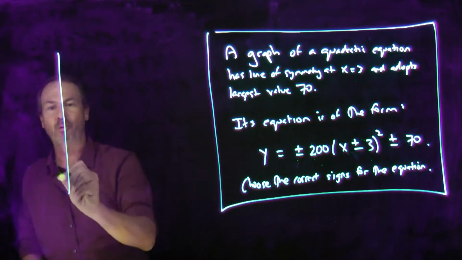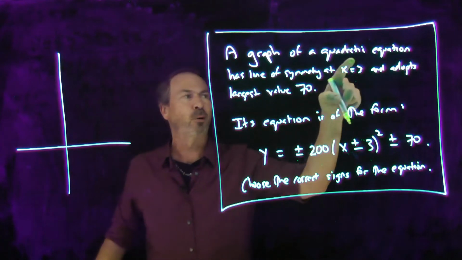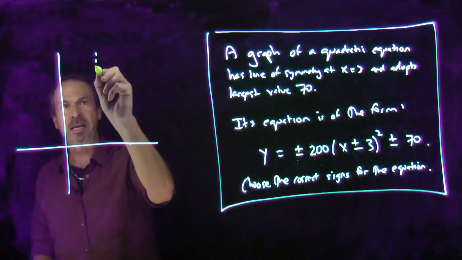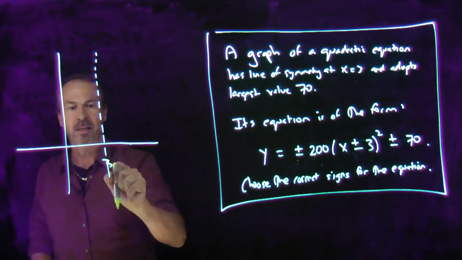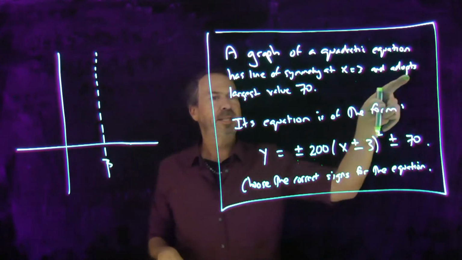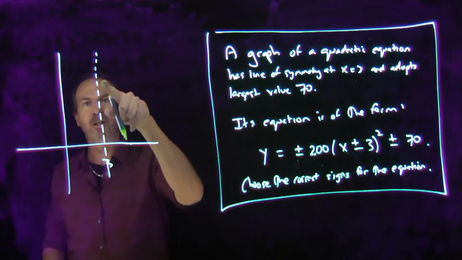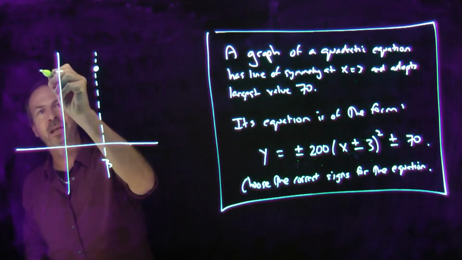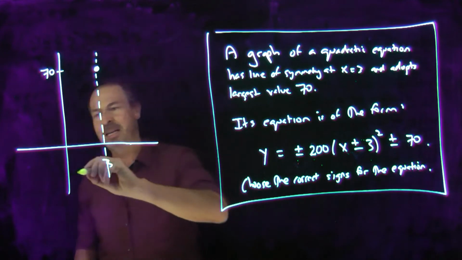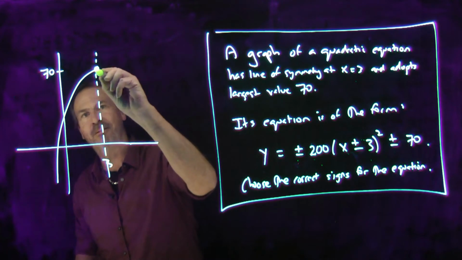So some graph of a quadratic equation has line of symmetry at 3. All right, so 3 is the line of symmetry. Great. So some U-shaped graph symmetrical about this. It adopts the largest value of 70. So I know its vertex is along here, and it's going to be the highest value of 70, which means it can't be upward facing. It must be an upside down U-shaped graph.